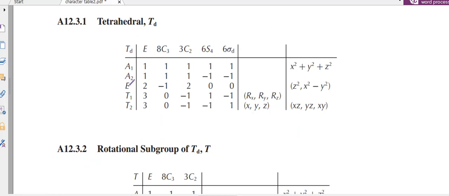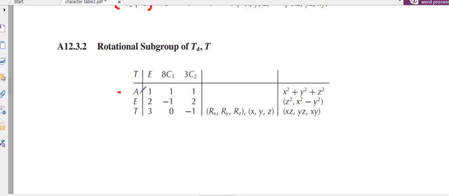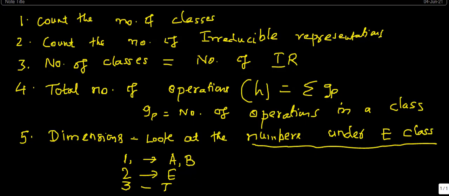If you come to the tetrahedral point group, when you find A, under E the number is 1. When you find E, number 2. When you find T, number 3. The dimension is 3. Here you can clearly see A is 1, E is 2 and T is 3. So you can find only three positive numbers, 1, 2 or 3, which denote the dimensions. When will you get A and when will you get B? It depends upon the point group.